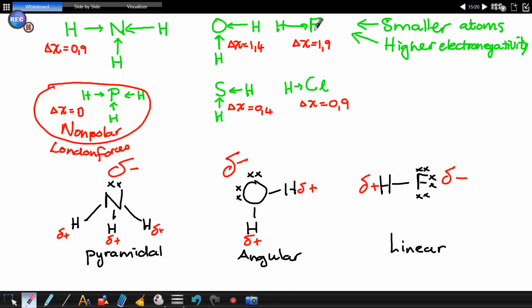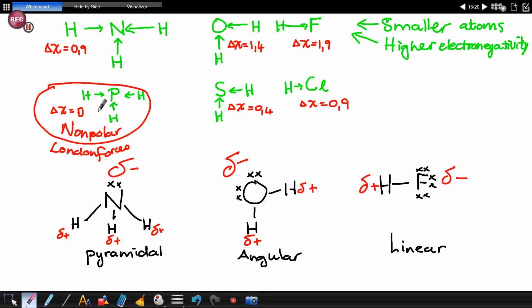Nitrogen, oxygen and fluorine are the smallest atoms in groups 15, 16 and 17, smallest compared to the period 3 atoms like phosphorus, sulfur and chlorine. They are also the atoms with the highest electronegativities. So, the difference in electronegativity when hydrogen joins to nitrogen is 0.9, hydrogen joins to oxygen is 1.4, and hydrogen joins to fluorine is 1.9.